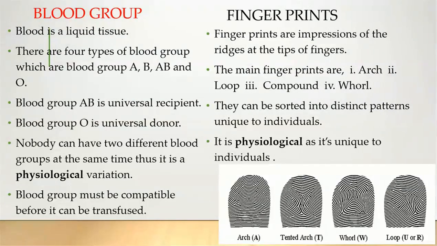So let's talk about fingerprints. Fingerprints are impressions of the ridges at the tips of fingers. So look at the surfaces of your fingers. You will see some lines there. Those ridges are called fingerprints. Now, the main fingerprints are 1, arch, 2, loop, 3, compound, 4, whole fingerprints. They can be sorted or arranged into different distinct patterns so that every individual has a unique fingerprint. And so fingerprint is physiological.